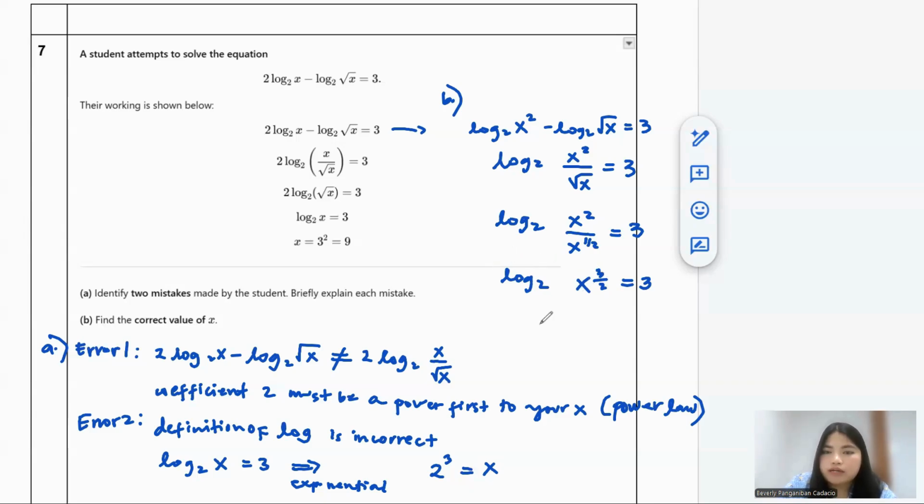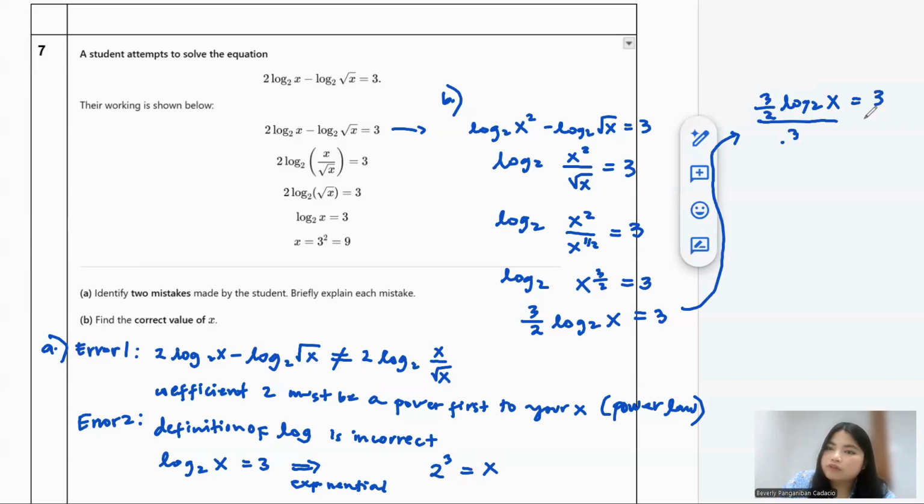So it will become 3 over 2 log 2 x is equal to 3. I will be using this side. And then what I'm going to do is divide. I will be copying first log 2 x is equal to 3. Divide both sides by 3 over 2. 3 over 2, cancel, cancel.